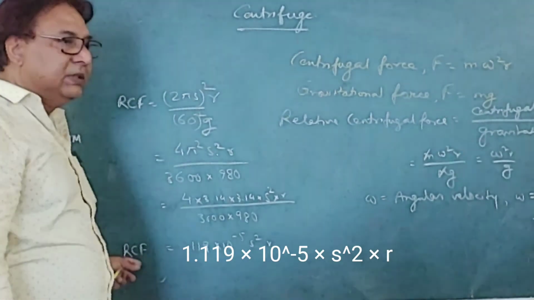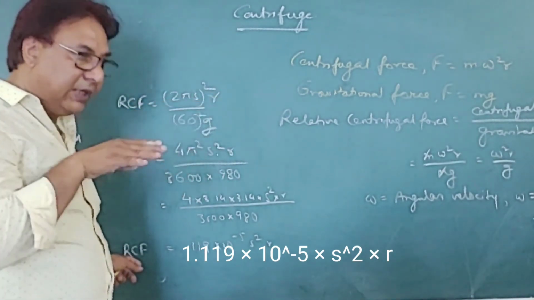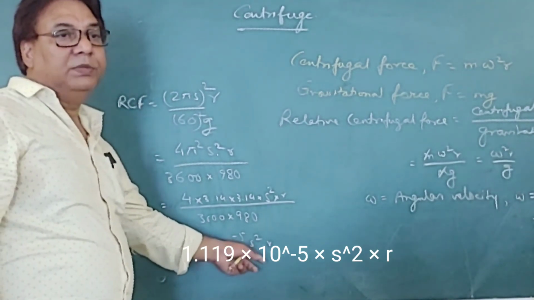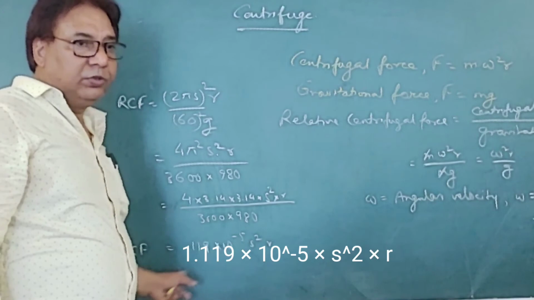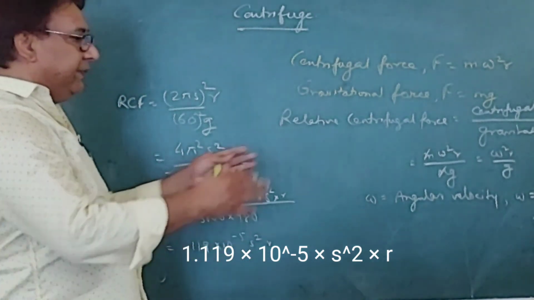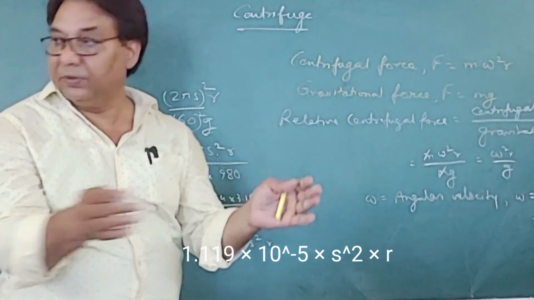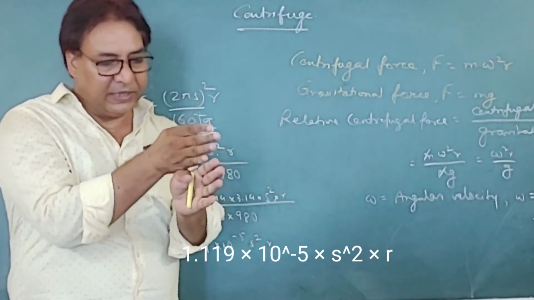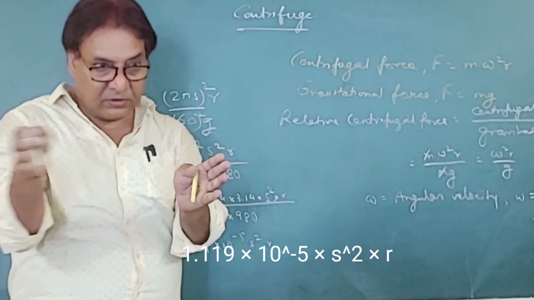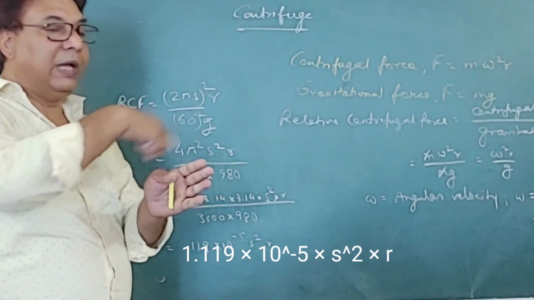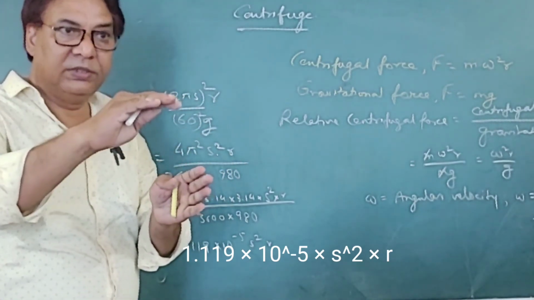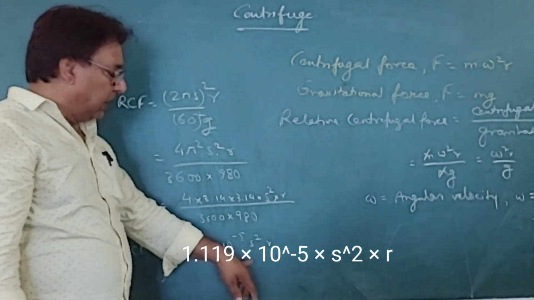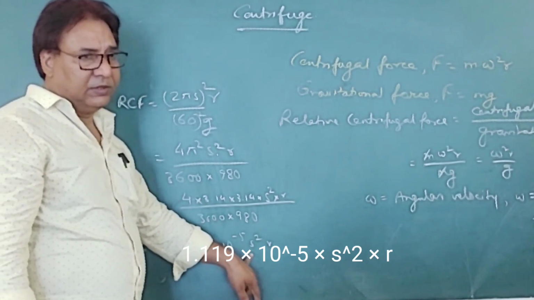So here you can see that RCF, relative centrifugal force, the force that is acting on the particle, is directly proportional to the square of the revolution per minute. It is also directly proportional to the radius. It means if the rotor inside the centrifuge machine is bigger in size, the distance from the axis to the tube is more, then the particle will have a greater force acting upon it. So radius is also directly proportional to RCF. RPM is also directly proportional to RCF.